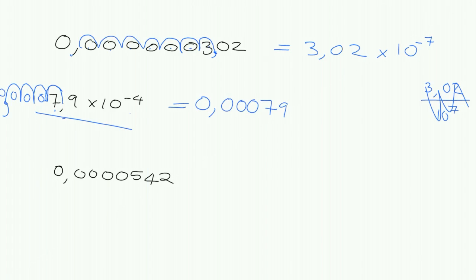All right, just check you've got it. Put this number here into scientific notation. Pause the video now. Do this in your key concepts book. Okay, so you wanted to get it to 5,42. So it's 1, 2, 3, 4, 5. So it's 5 comma 4, 2, and you have to divide that by 10 5 times to get to 0 comma 0000542.